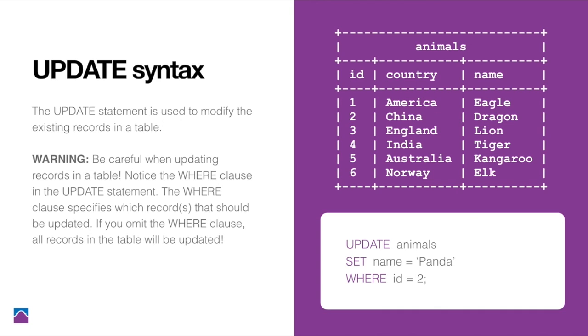Same concept of the animals table: if I were to say update animals table, set name equals panda, without that last line where I'm saying where, if I were just to run those two lines, it updates all the rows with the name panda. So now you have this issue where everybody sees panda everywhere, which is not nice. So stating the condition, where ID equals 2, means that the row that says China and the name dragon would update to panda. That's exactly what would happen there.